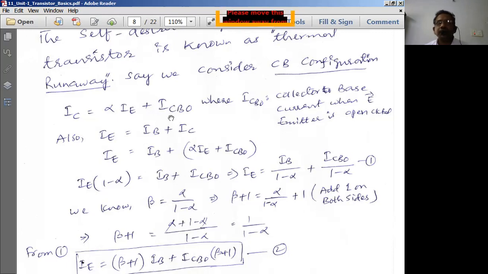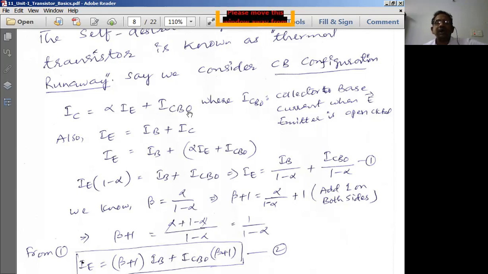When the emitter is open circuited, what is the collector to base current? That is known as the reverse saturation current. In the case of common base configuration, when the emitter is open circuited, what is the collector to base current? There are three terminals: collector, base and emitter. If you omit one of the terminals, it is replaced with the emitter by default.